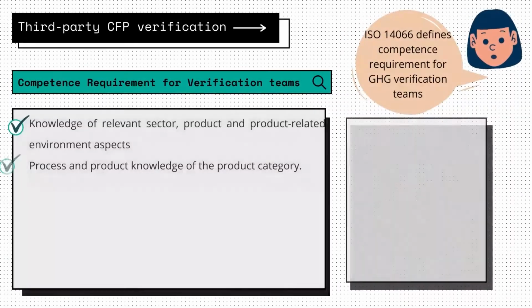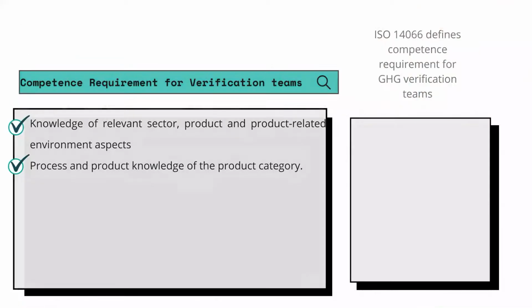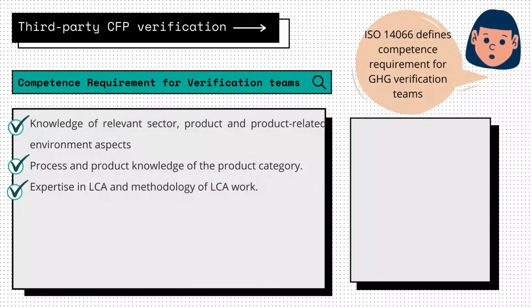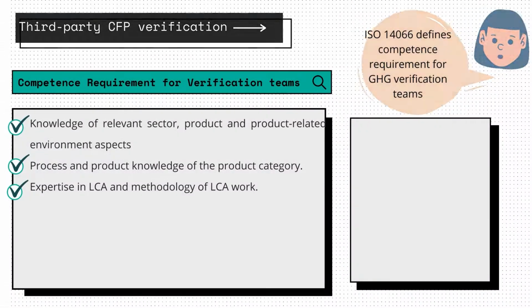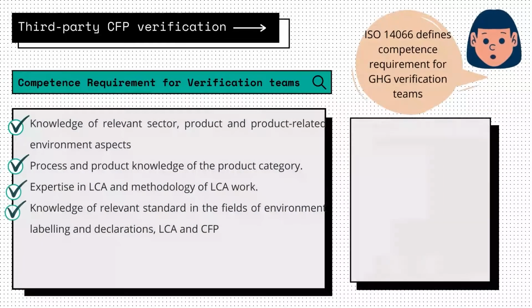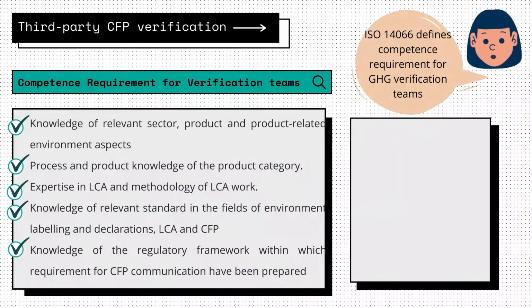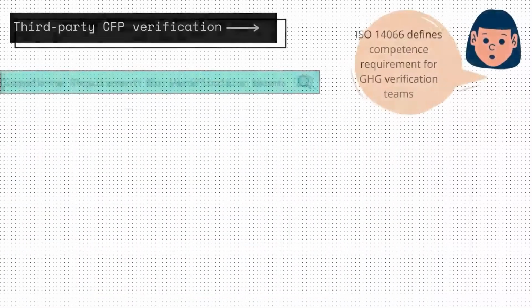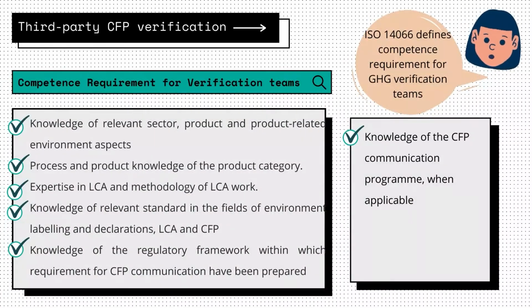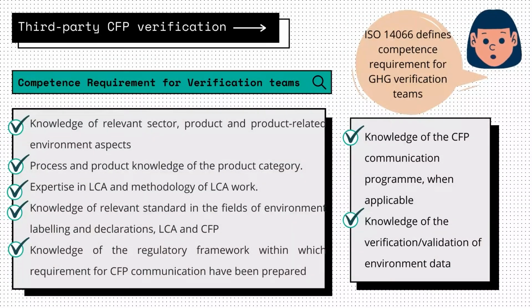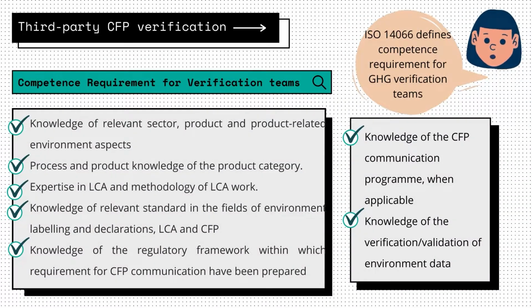2, process and product knowledge of the product category. 3, expertise in LCA and methodology of LCA work. 4, knowledge of relevant standards in the fields of environmental labeling and declarations, LCA, and CFP. 5, knowledge of the regulatory framework within which requirements for CFP communication have been prepared. 6, knowledge of the CFP communication program, when applicable. Lastly, must have knowledge of the verification or validation of environmental data.